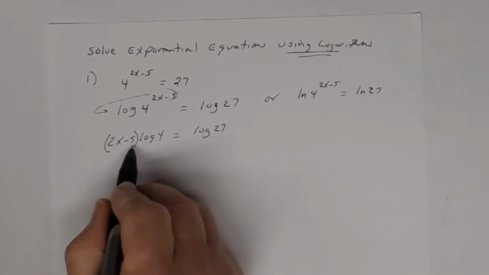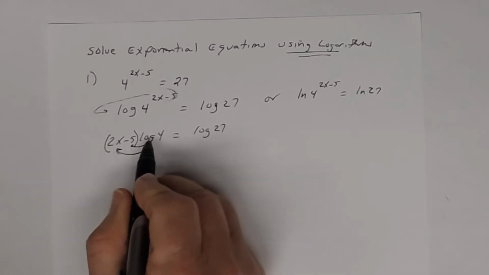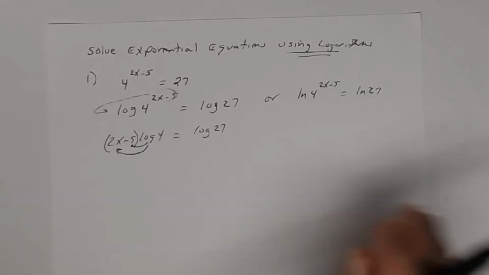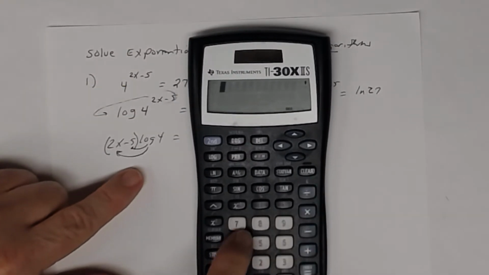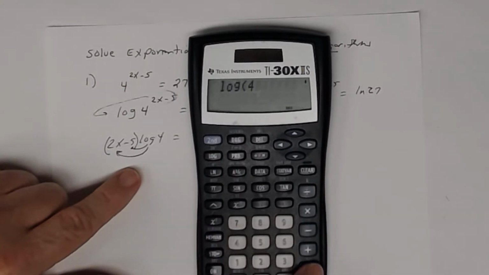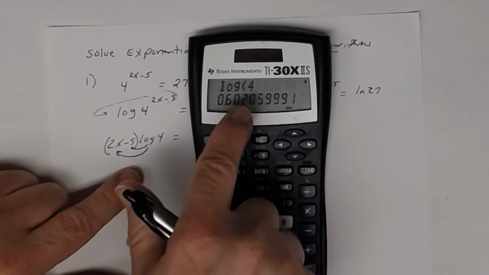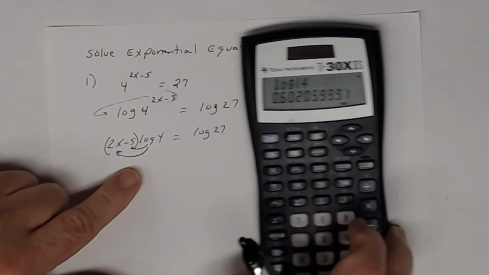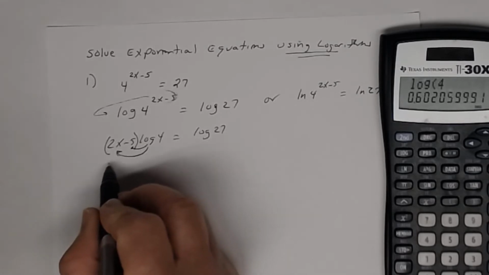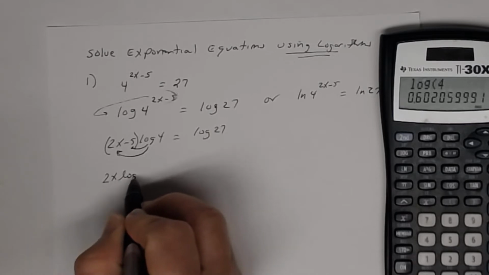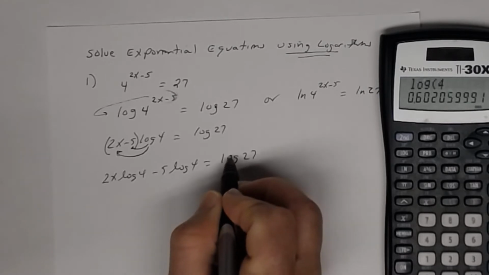Now, remember, we have to solve for x. So first of all, I have to get rid of those parentheses, so I'm going to use the distributive property. Just a reminder, the log of 4 is a real number. It's a number you can actually figure out. So log 4, press equal, and there's your real number. It doesn't terminate, so it's an irrational number, but it's still a real number. Now when I distribute, I get 2x times the log of 4, minus 5 times the log of 4, equals the log of 27.